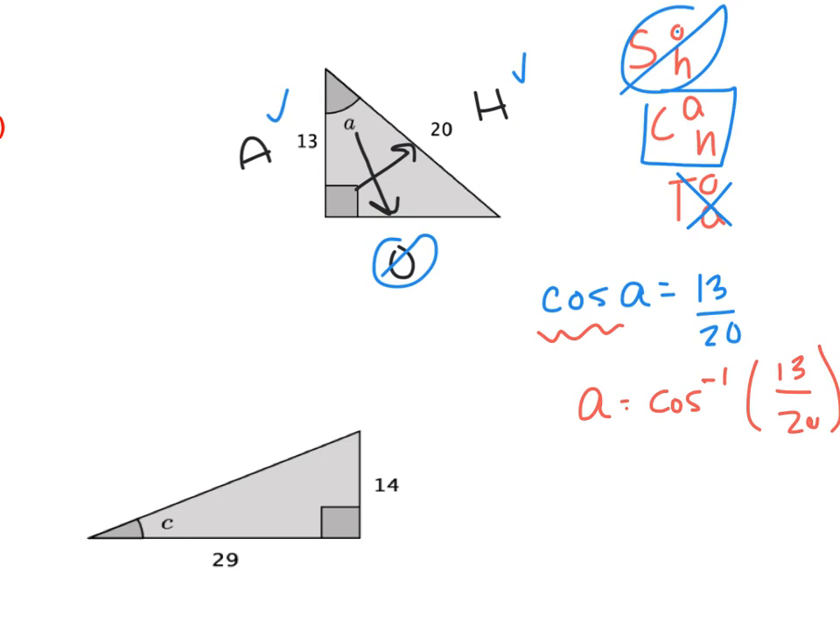We type this into our calculator, and this is the procedure. You literally take that one function, do 13 divided by 20 in the calculator, and I find out what my angle is. My angle is 49.5 degrees.